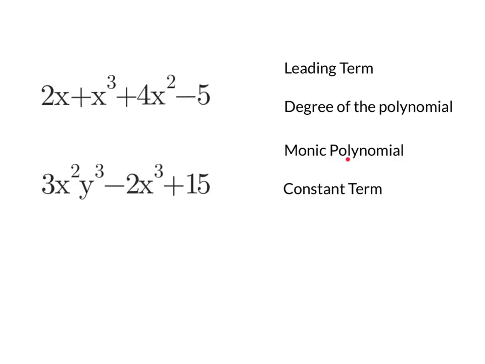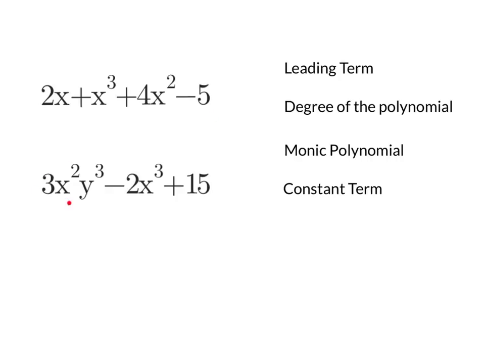Is it a monic polynomial? That's if the coefficient in front of the leading term is 1, and it is, so yes, this is a monic polynomial. And the constant term is -5, so that's the term that doesn't have a variable.